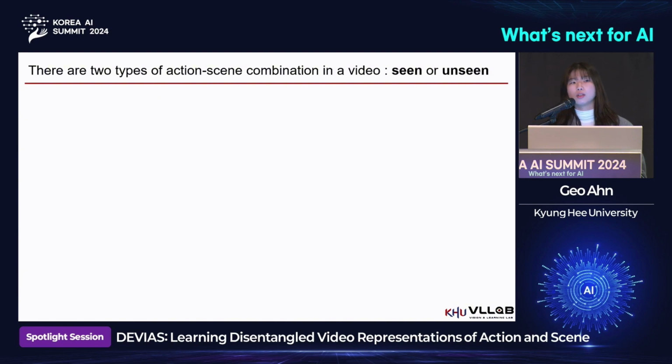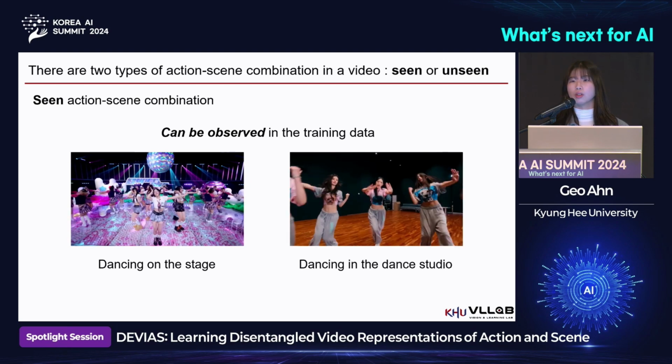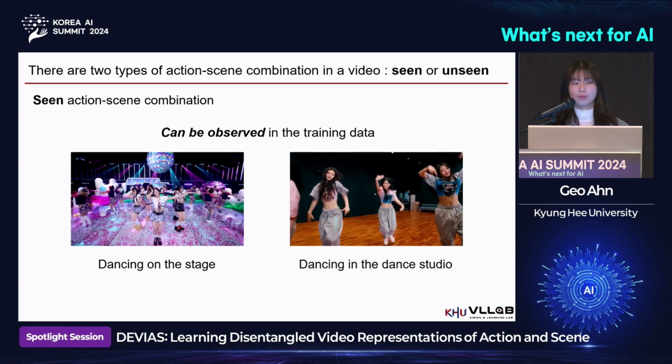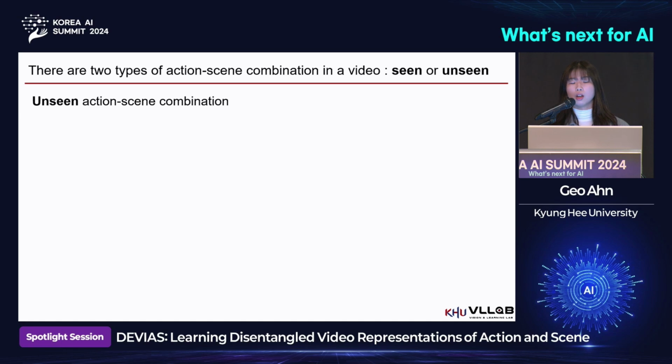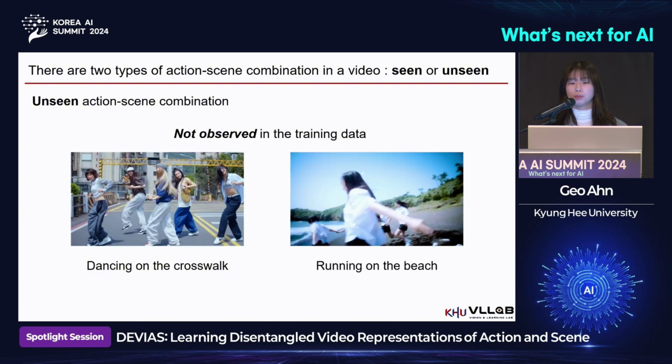Action and scene combinations in videos can be categorized into two types. First, a seen action-scene combination means one that can be observed in the training data, such as dancing on the stage or dancing in the dance studio. On the other hand, an unseen action-scene combination means one that cannot be observed in the training data, such as dancing on the crosswalk or running on the beach.